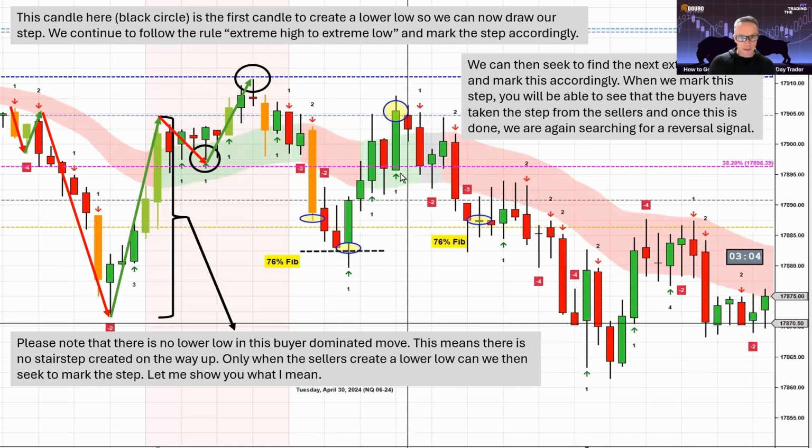Now, I'm going to keep this exercise going. So right there, as everybody knows, in the red circle, we've clearly got a reversal or a series of reversal patterns as the market falls back down. What I've then done all the way down the bottom, guys, I put the little black circle because that is literally our next point of extreme low. So I'm about to draw the step down.